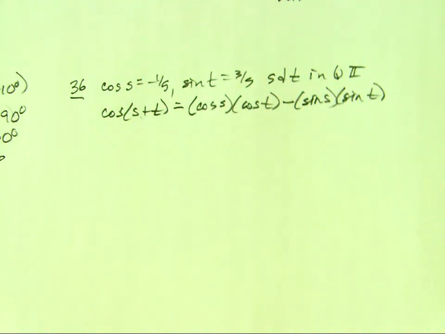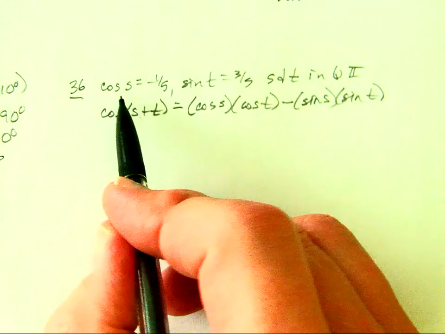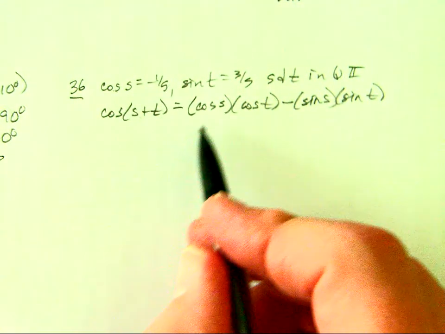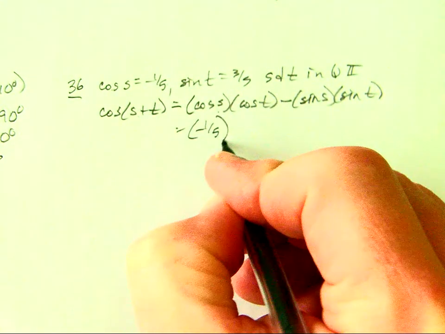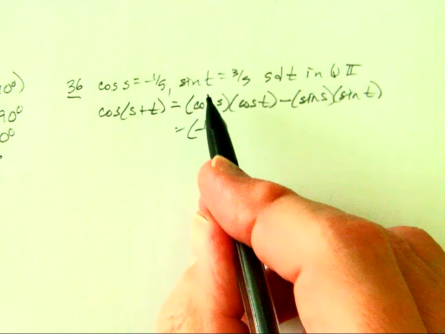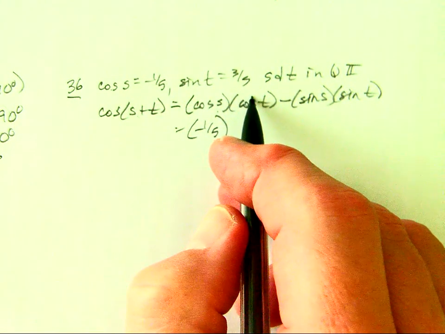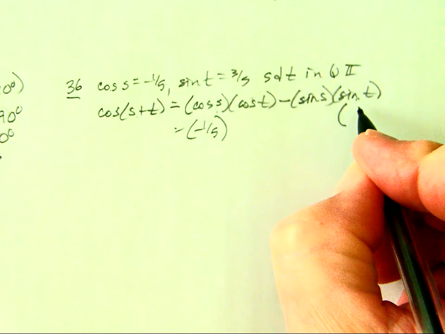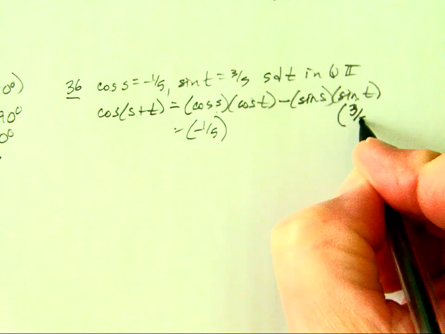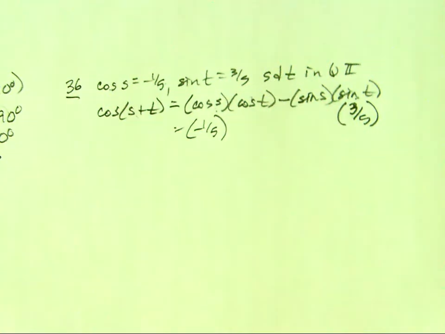Now, once you have that down, in your given, they will have given you two numbers to plug in here. Where it says the cosine of s is a negative 1/5, right here is the cosine of s. Let's replace that with negative 1/5. It says the sine of t equals 3/5. So wherever there's a sine of t, like right here, we're going to substitute in 3/5. So we had four numbers we needed. We have two of them. Now the last two are going to come from drawing a picture.